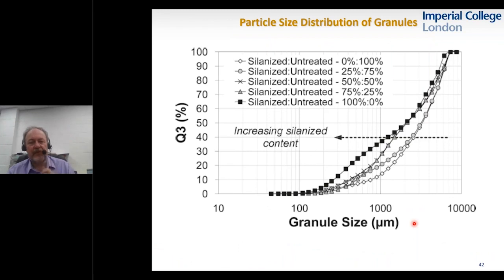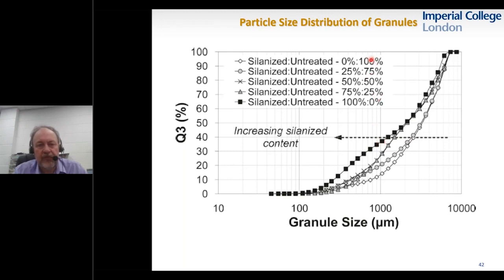So the first thing we've got here is the particle size. Okay, so this is granule size, and yes, you're quite right, there are some very big granules here. I do appreciate that. But what you can see here is that this material here, the black squares, is 100% silanized. So that's my most hydrophobic material. My most hydrophobic material is actually making the smallest particles.